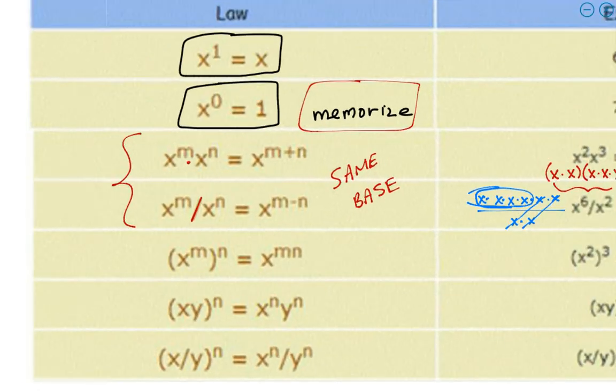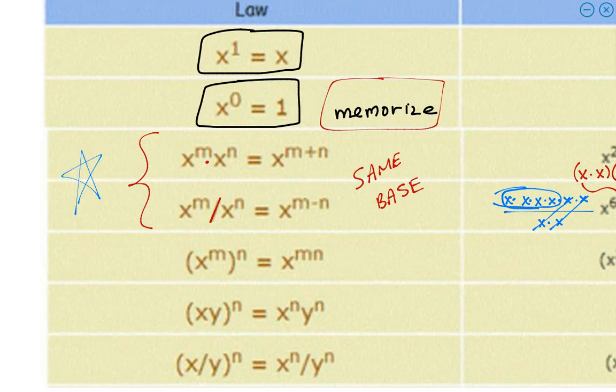So these two are similar in the sense that they have to have the same base. If you're multiplying, you're going to want to add those powers. If you're dividing, you're going to want to subtract those powers.